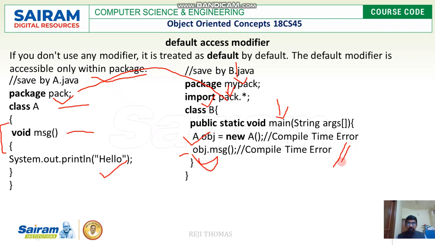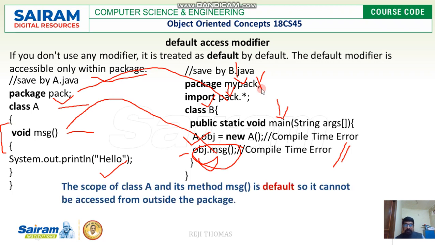So if any member is default, that could be accessed only within the package. If you try accessing it outside the package, it will give you an error. So this statement will throw an error. Why? Because MSG is a method which belongs to another package, mypack. Inside the mypack package, we cannot access it. So this is all about the default access modifier.